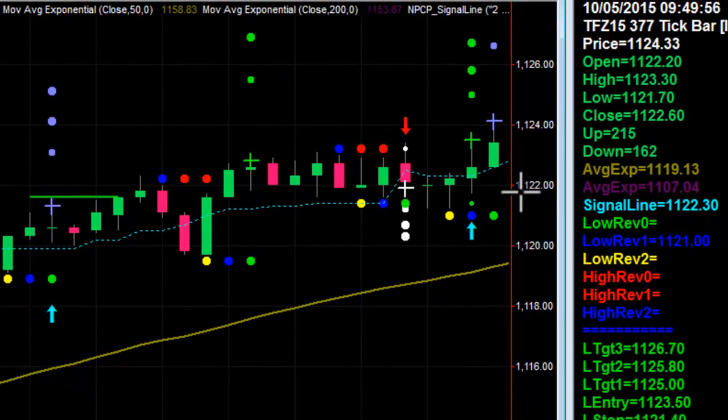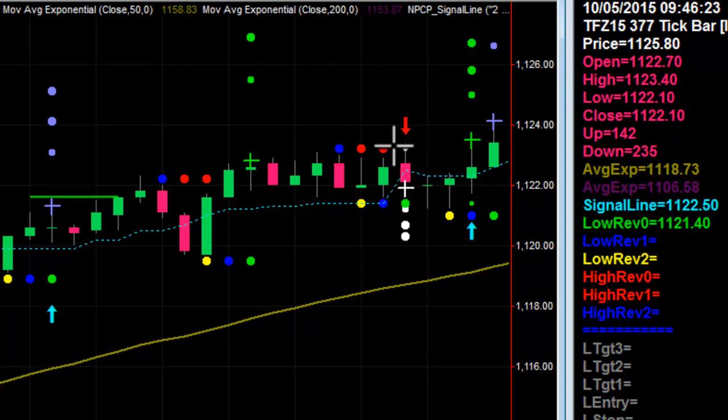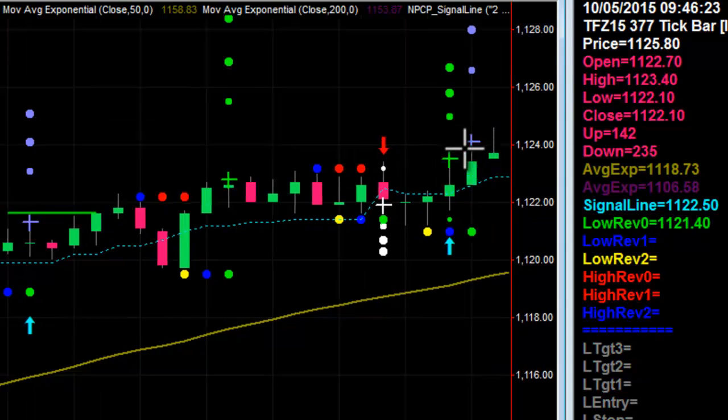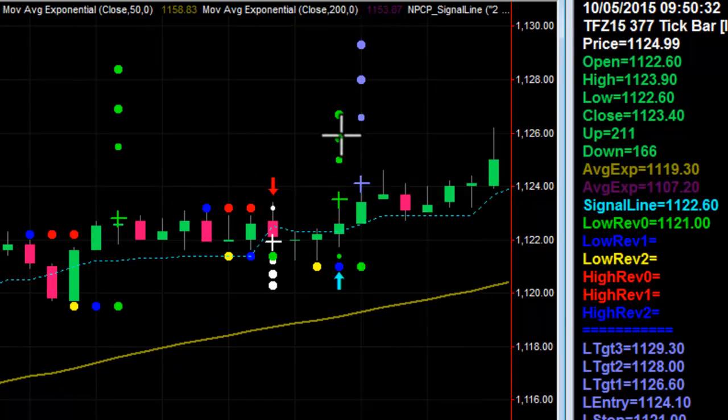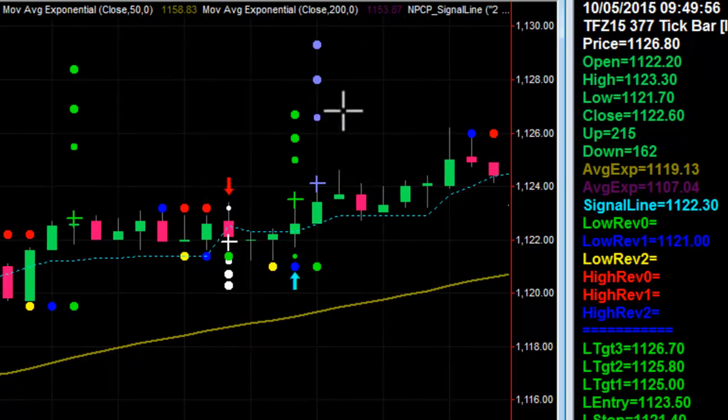And the entry is at 1123.5. Move it up to 0.6, 1123.6. This stabs up to 0.4. So you're good. That entry is breaking out to a new high of the day, and it triggers in. And it goes up and it hits target 1, target 2, and it almost gets to target 3 before it comes down and stops out.